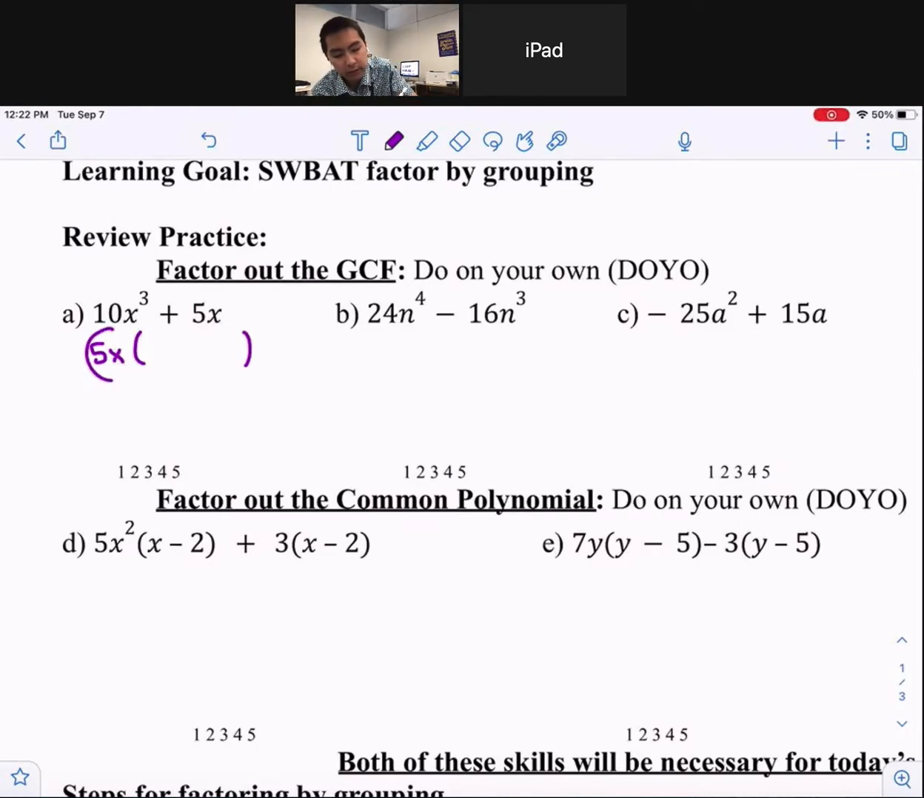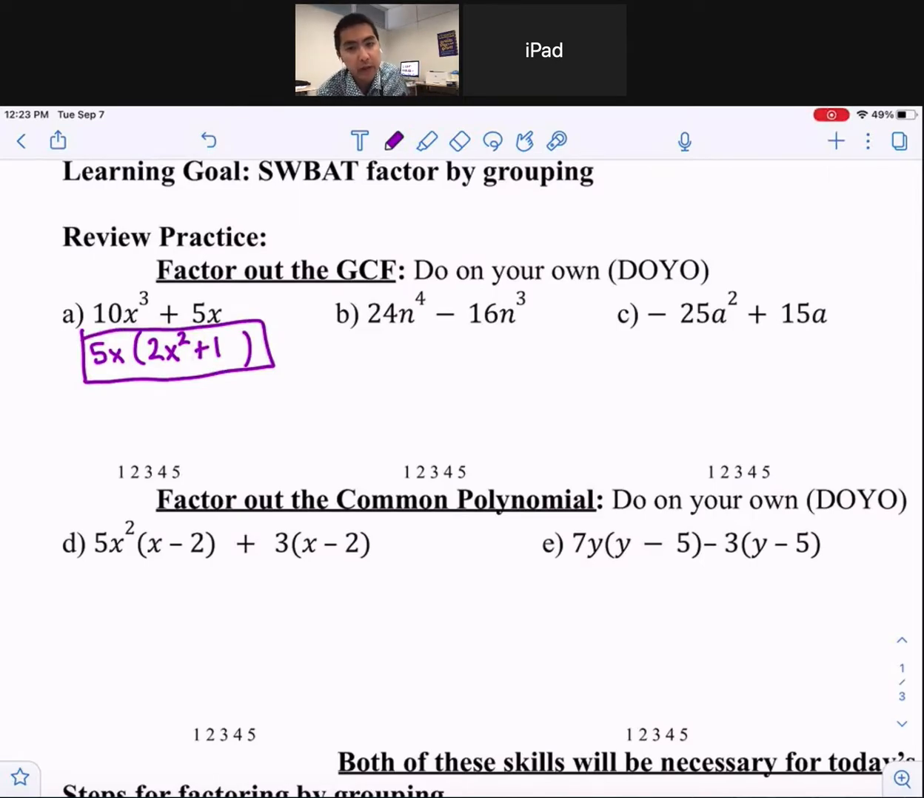Now, this is a reminder of what I'm about to take away from this term and this term. 10 divided by 5 is 2. We are taking away 1x from x to the third to make it x to the second. 5 divided by 5 is 1. And we took an x away from here, so we just have plus 1. So 5x times 2x squared plus 1.